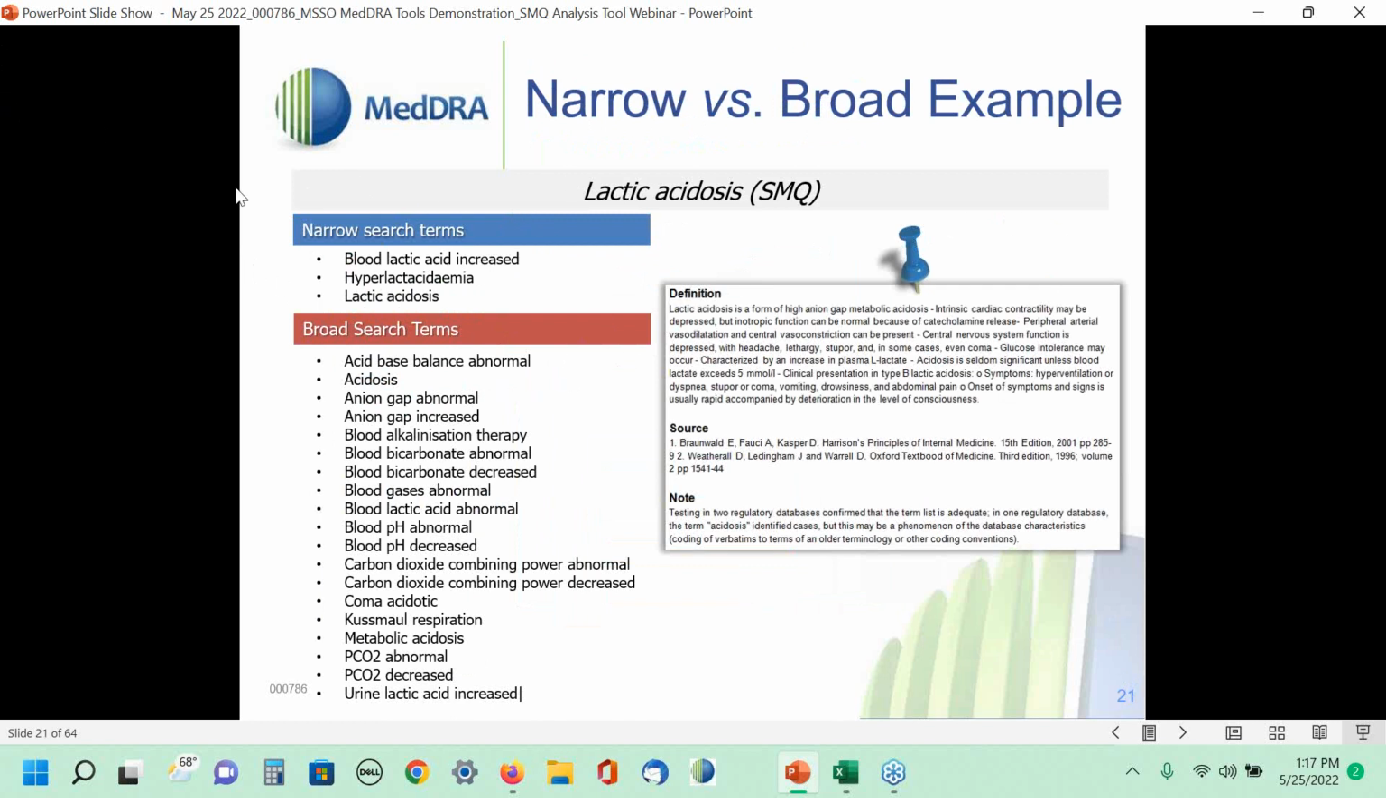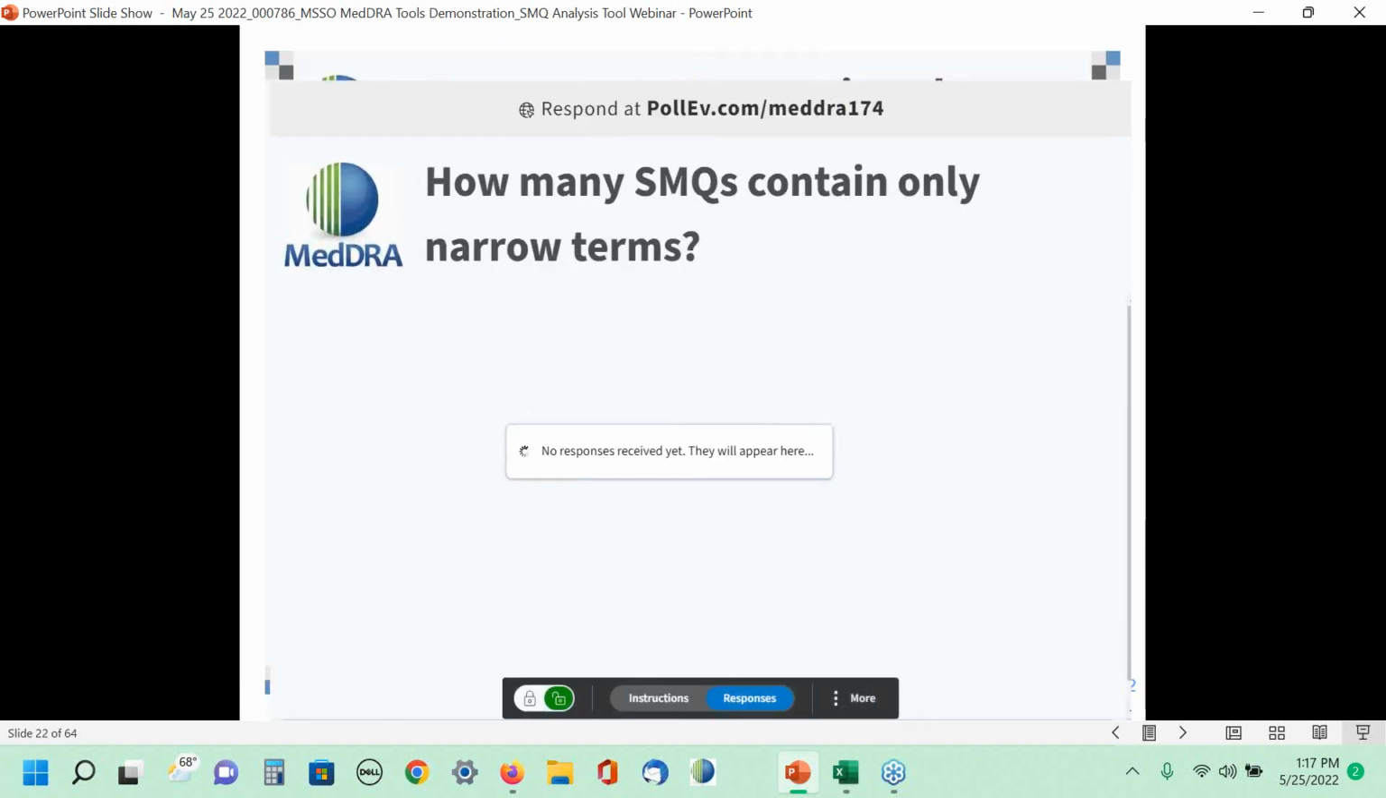Those terms are so specific that if you find one of those concepts in your case, it's very likely to be a case of lactic acidosis. However, this SMQ also contains broad search terms. If you were to do a broad search strategy, you would be using the narrow and broad terms and potentially would pull cases of, let's say, metabolic acidosis, where you'd have to look at the case and see whether the acid involved was lactic acid or some other acid. Because again, you've gone with a broad search strategy which maximizes sensitivity.